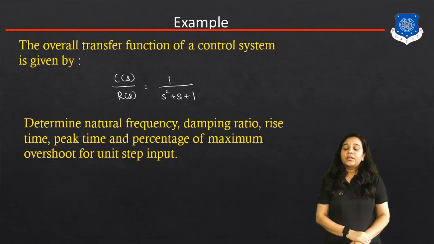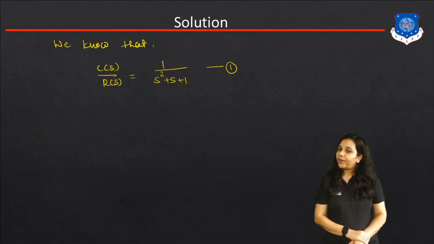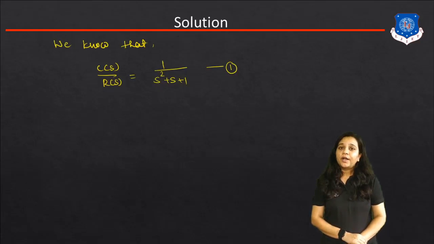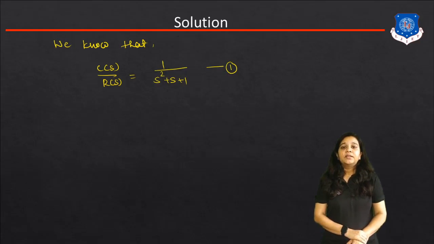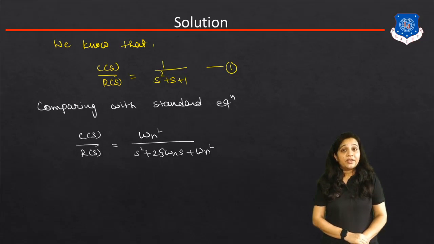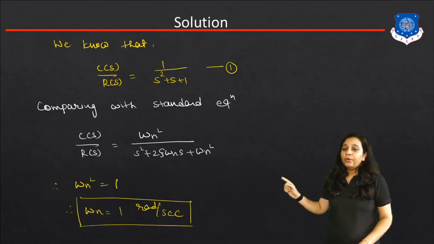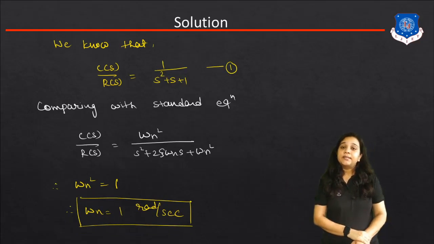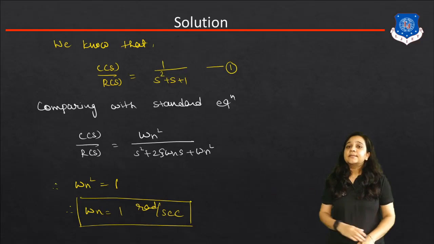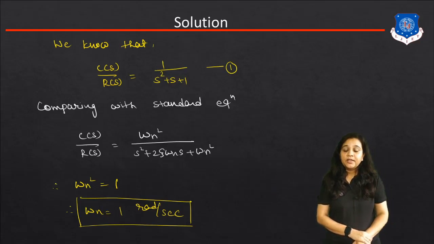So first of all, the equation is given: C(s)/R(s) = 1/(s² + s + 1). This is my equation number 1. Now we compare this equation with the second order standard equation, that is ωn²/(s² + 2ζωn s + ωn²). Comparing equation 1 and 2, we get ωn² = 1, so ωn = 1 radian per second.